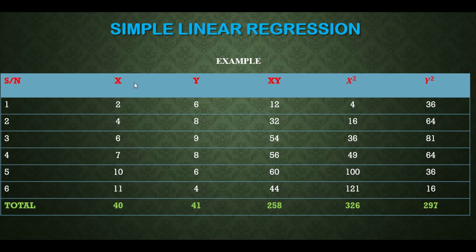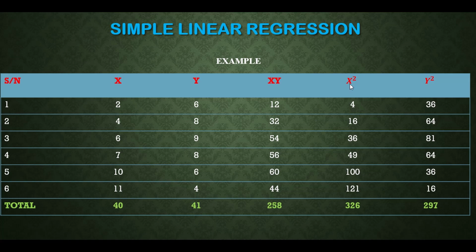Therefore, for our variable xy, we multiply x times y. 2 times 6 gives us 12, 4 times 8 gives us 32, 6 times 9 is 54, up to the last value, 11 times 4 giving us 44. Then if we sum all these xy together, it gives us 258 as the total.